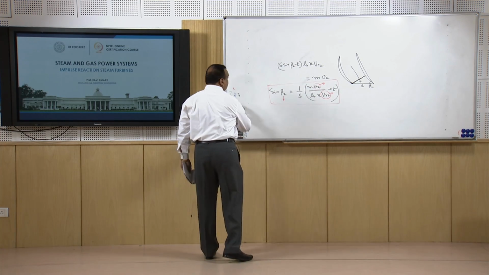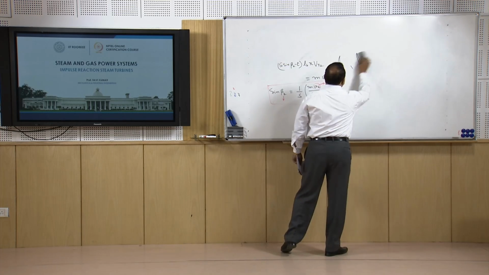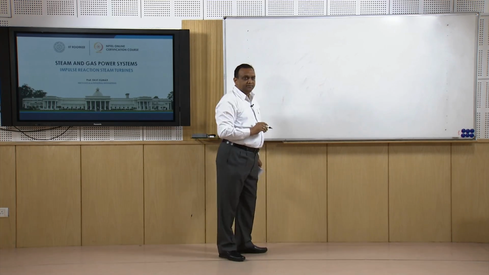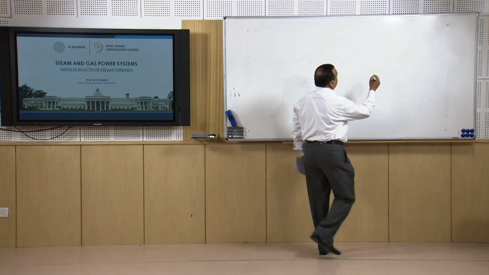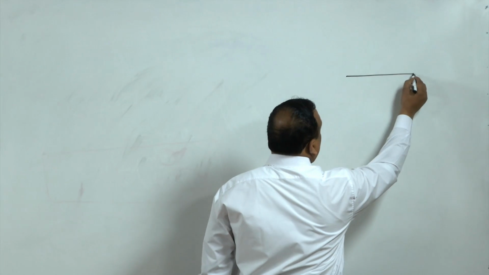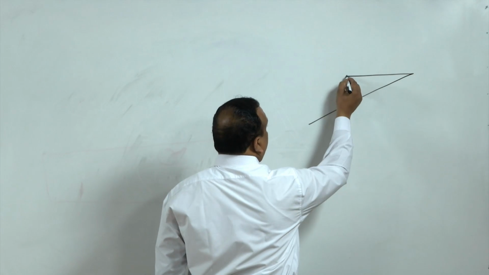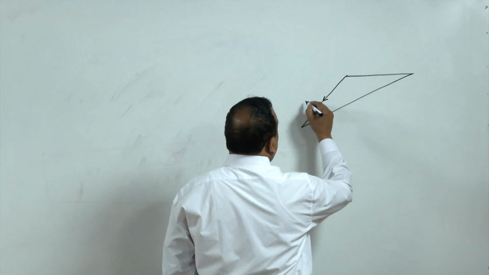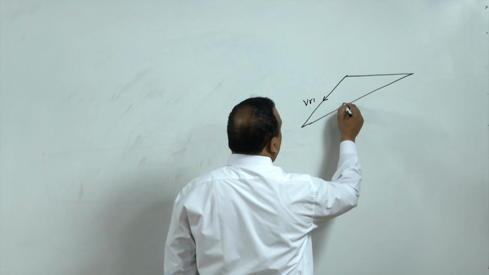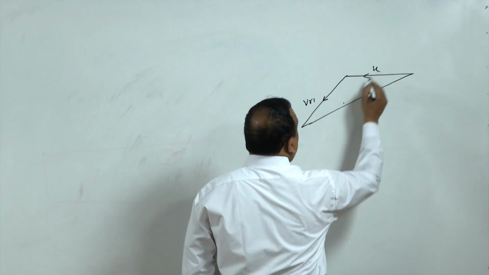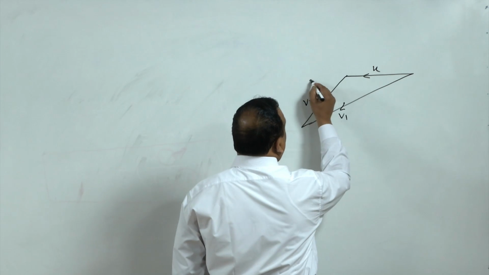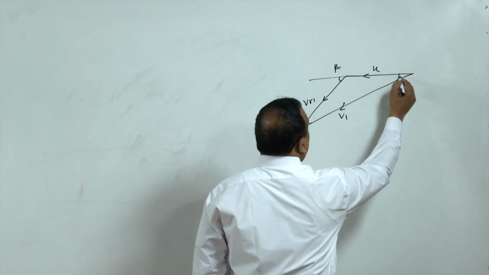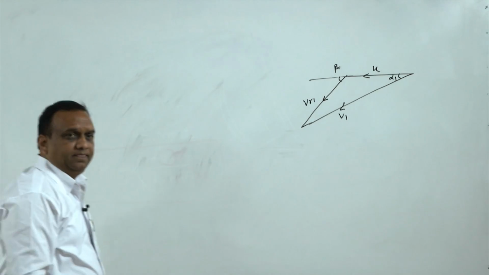Now, in impulse reaction turbine, let us draw the velocity diagram. For the inlet conditions, the diagram is going to remain the same. This is VR1, this is U, and this is V1, and this is the blade inlet angle, and this is the nozzle inlet angle.